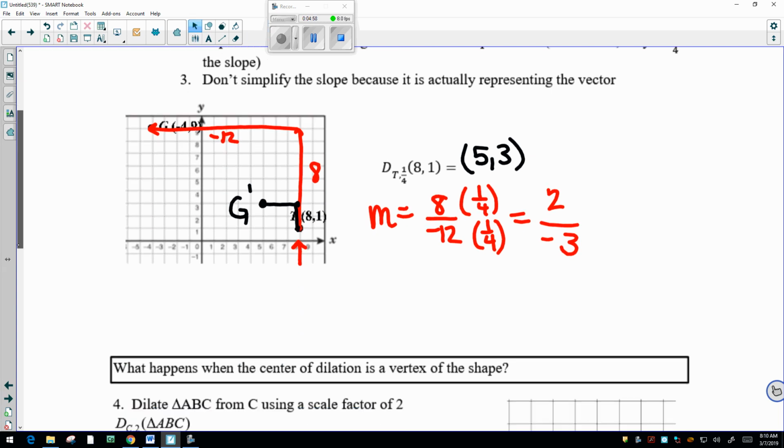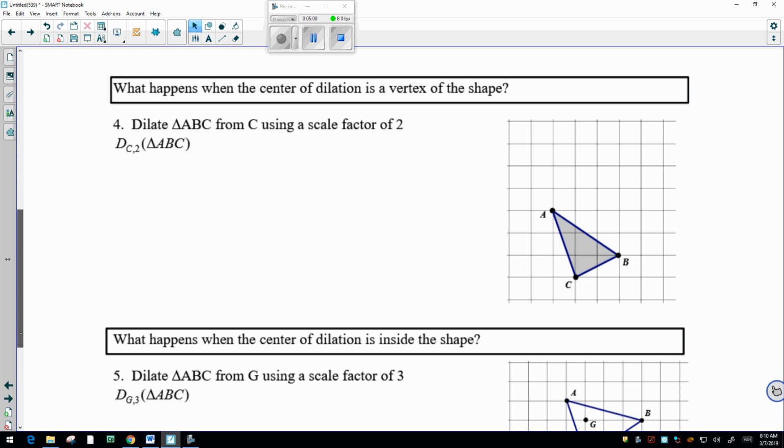So a couple more dilations. So what if the center of dilation is at the vertex? Okay, well, we do the same thing that we would have done if it was at the origin, or like what we did before. We're just going to think of it as the slope again, and just do it however many times the scale factor says. So the center of dilation is at C, and we have a dilation scale factor of 2.